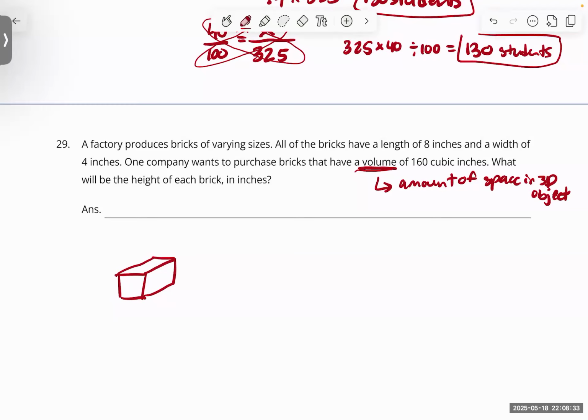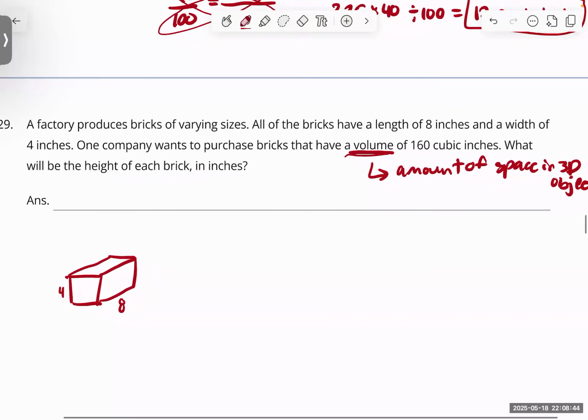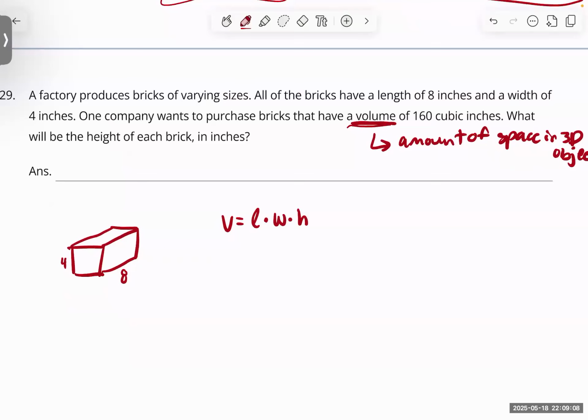And it's telling us it has a length of 8 inches and a width of 4 inches. Does it matter where the numbers are? Not really. 4, 8, doesn't matter, right? What matters is, how do I find the volume of a rectangular shape, like a rectangular prism? Well, for any rectangular or cubic object, the volume is just length times width times height, or height times width times length, it's the same thing, multiplying just three numbers. And it's telling us, what is the height of each brick?